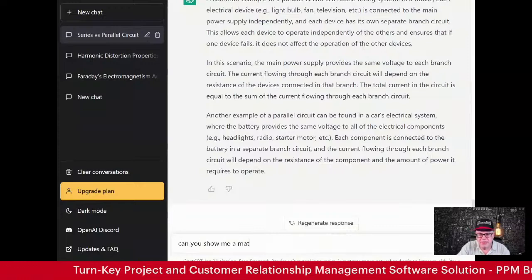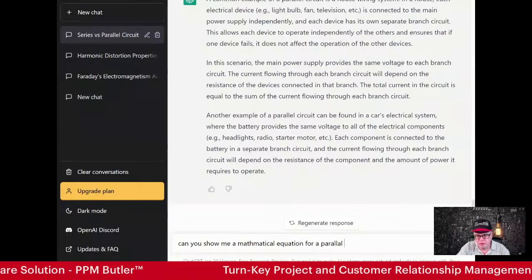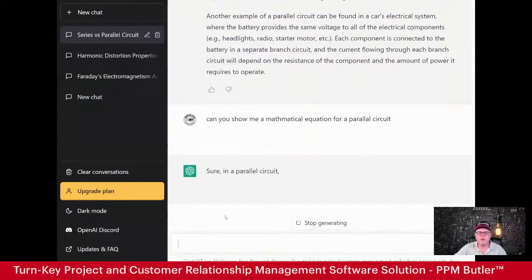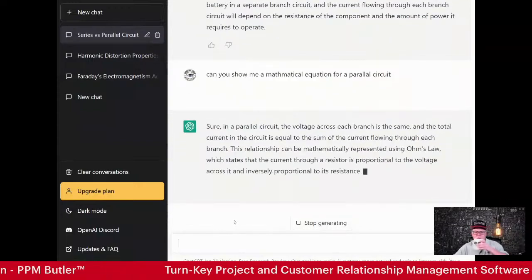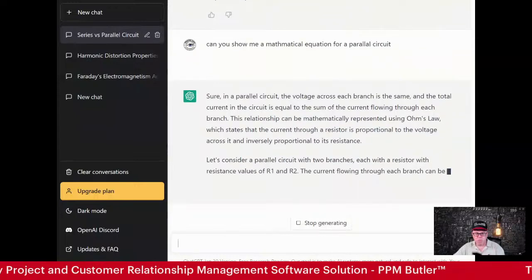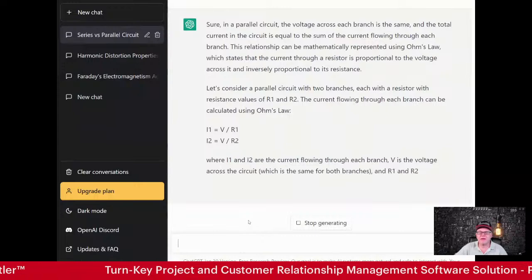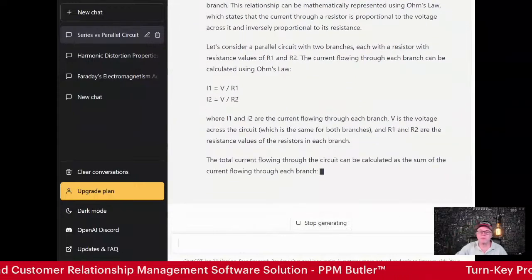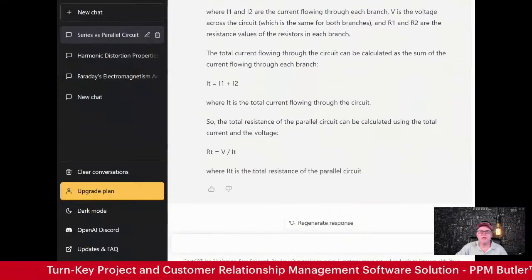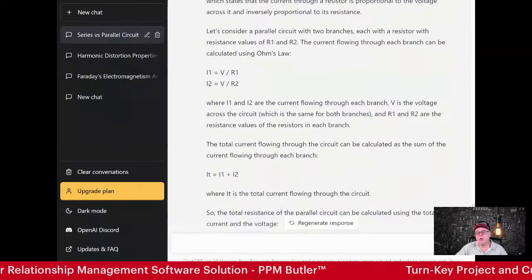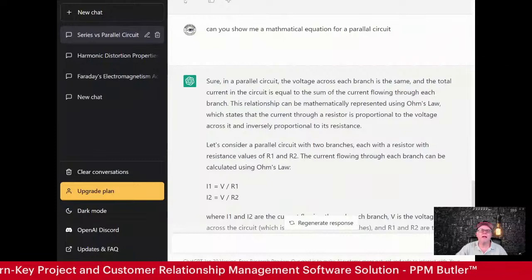Can you show me a mathematical equation for a parallel circuit? Sure. Let it say Ohm's law, it's talking a bunch of stuff. Wow. It's actually doing a little mini lesson. I being the current, by the way. Wow. So anyway, I think y'all get the point. No matter what you ask it, you can ask questions to find the answers. So I just think it's a neat thing.